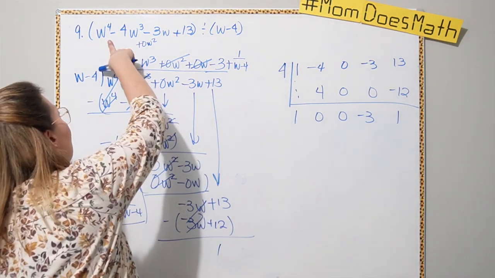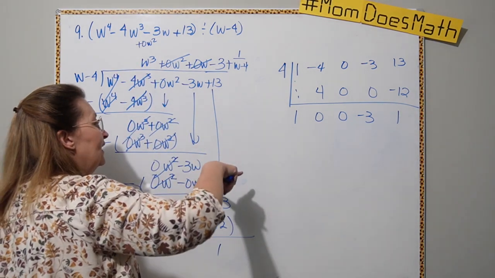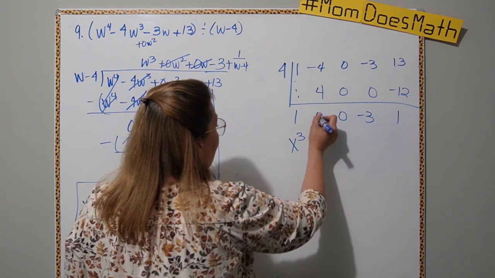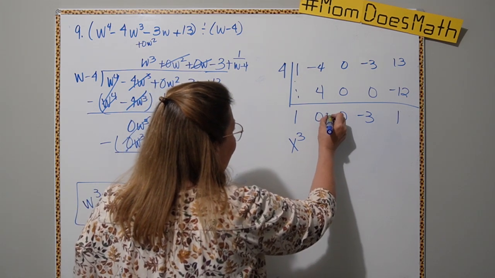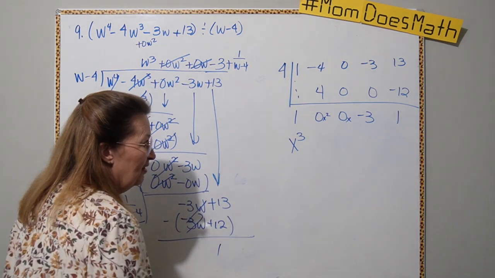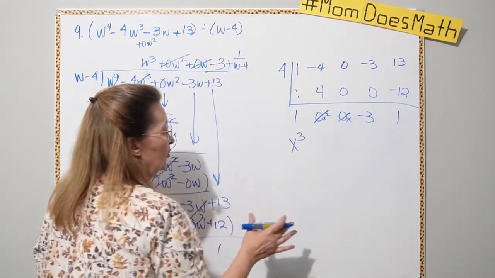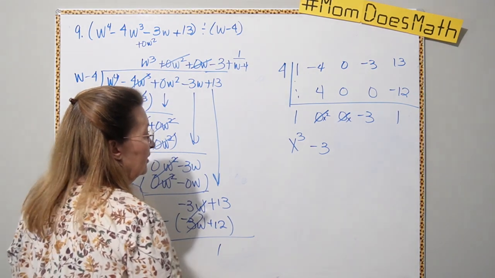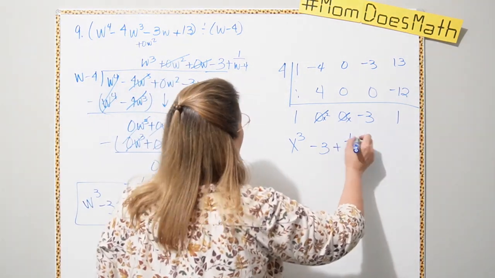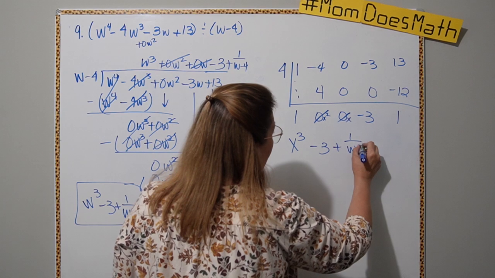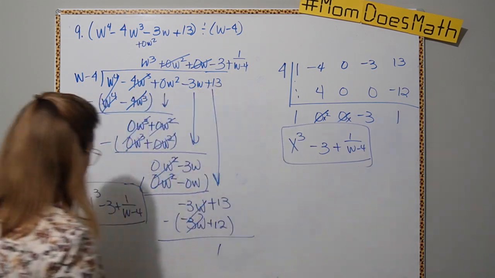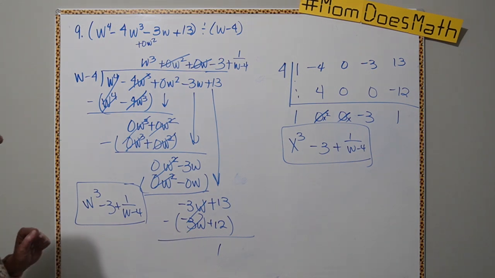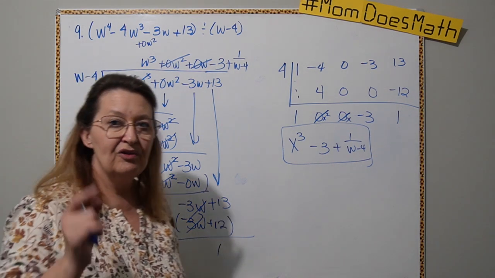Now, w to the fourth was your highest exponent, so we're going to back it down 1, and this is your coefficient, so I have w to the third. Now, this would be my w to the second term. This would be my w term. I label them up here just so I can keep up with where I am. That means negative 3 is coming in as just your constant term, and then 1 is going to be your remainder over w minus 4. Okay? And you can see the two answers match, but there's a whole lot of work over here. Okay? And that's all for this section, so good job.